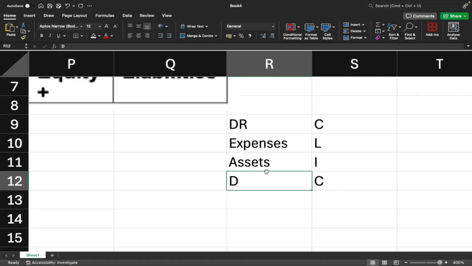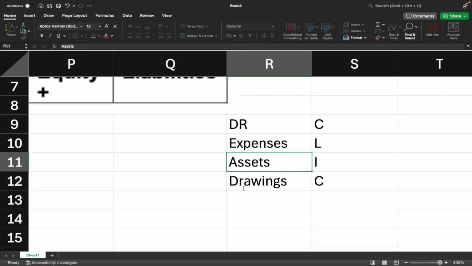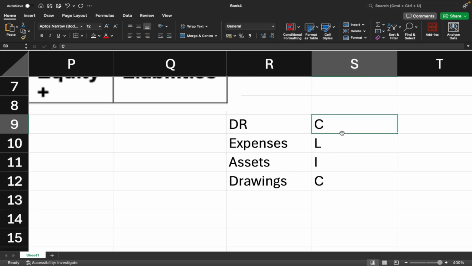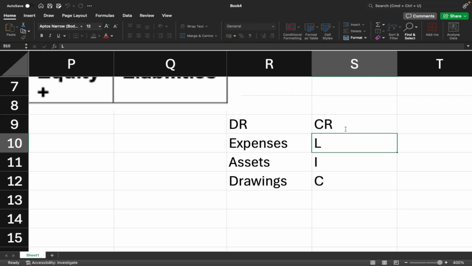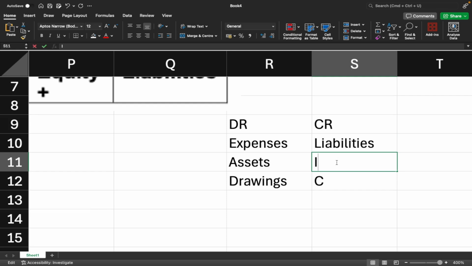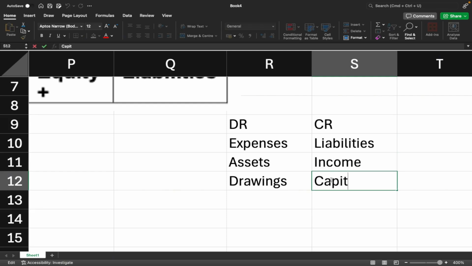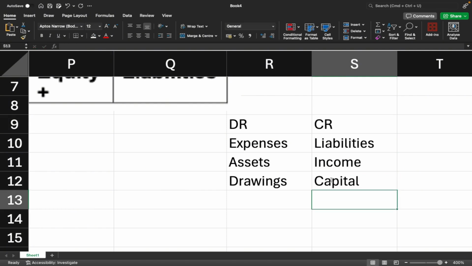And what does the D stand for? What else do we debit? We debit drawings. Okay, and what do we mean by drawings? Well, anything that the owner of the business takes for his own personal use. And of course, the C, I'm sure you already know, stands for credit. Okay, so we're going to credit. What do we credit? Well, L stands for liabilities, I stands for income, and C stands for capital. And by capital, we mean any investment into the business by the owners of the business.